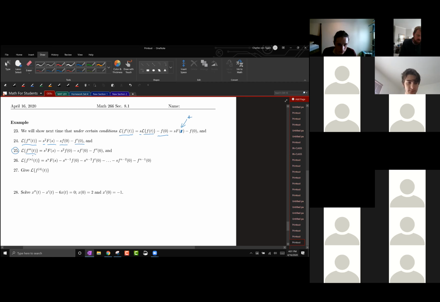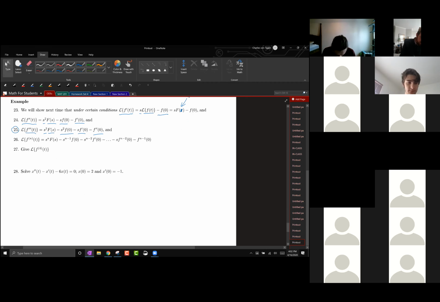When you take the Laplace transform of a third derivative, you get s cubed times the function, minus s squared times the initial condition, minus s times the initial derivative, minus just the initial second derivative. And then you can take it larger than that. So let's go ahead and do this one. I think we've got time. So let's give the Laplace transform of the fourth derivative of something. So take a moment, give the Laplace transform, just follow the pattern that you see up above.